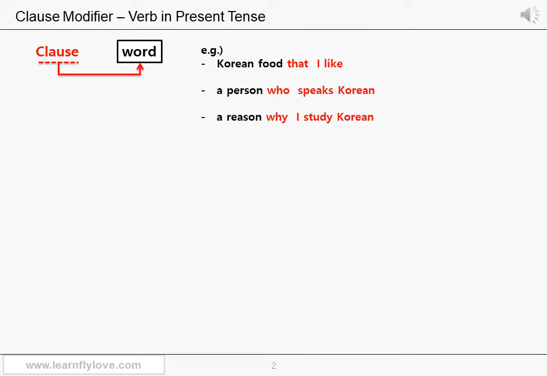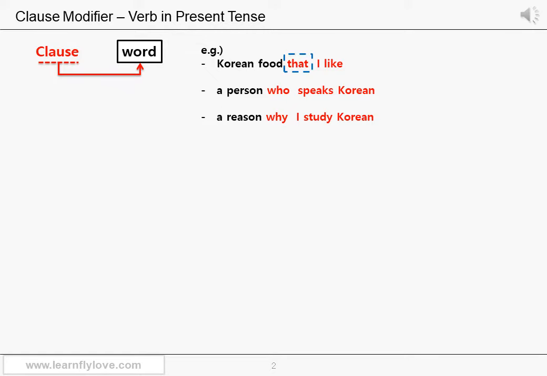Think about these three sentences on this page. Korean food that I like. A person who speaks Korean. A reason why I study Korean. That I like, who speaks Korean, and why I study Korean parts are clauses that are used as modifiers and that we're gonna learn about. These clauses change, describe, classify, specify, or restrict the meaning of the word which is modified.